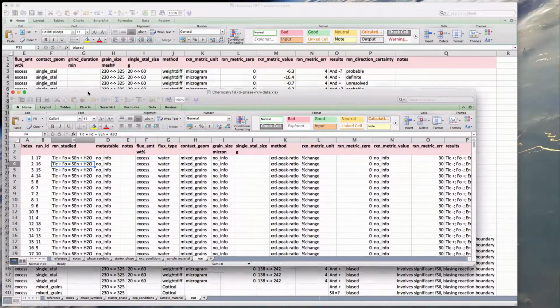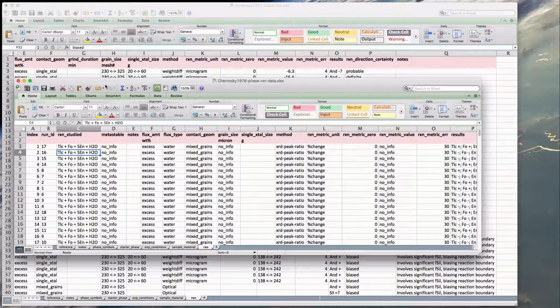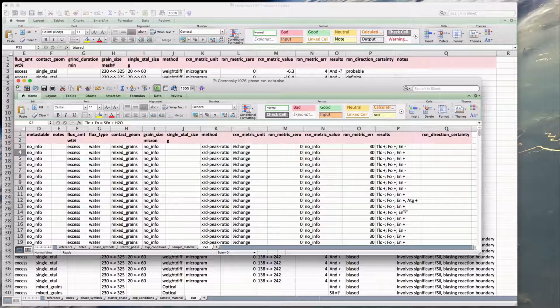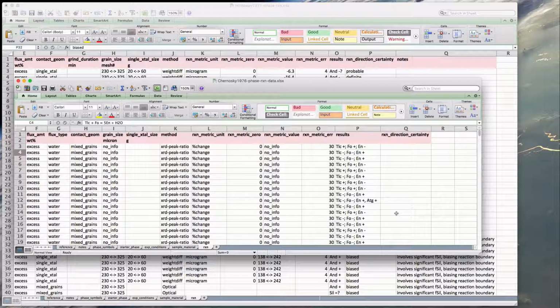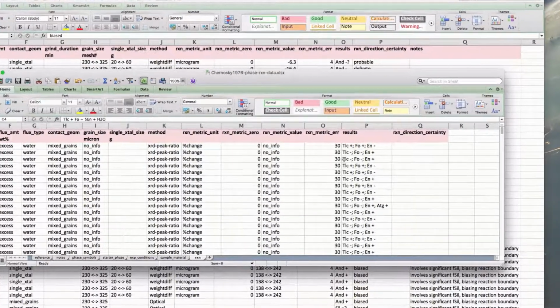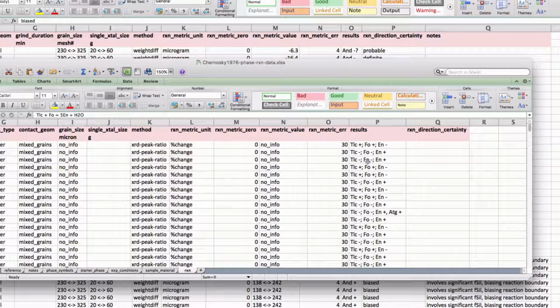Again, let's take a look at the Chernovsky 1976 data set. Because that data set focused on reactions involving many phases, you can see that the results column involves a list separated by semicolons and spaces as usual, indicating which phases were seen to increase, decrease, or see no change over the course of the reaction.